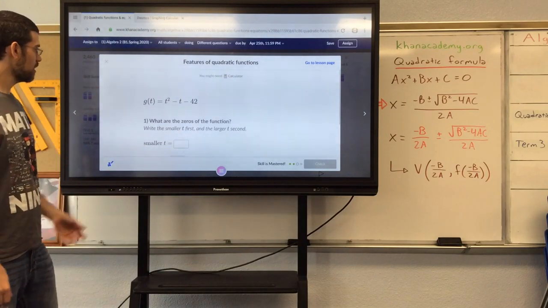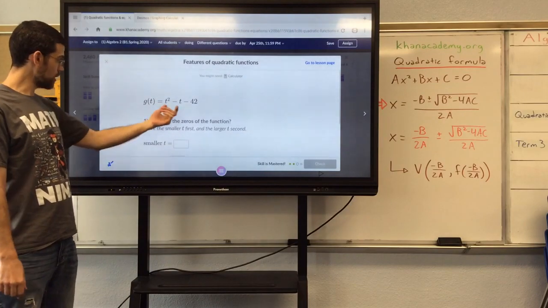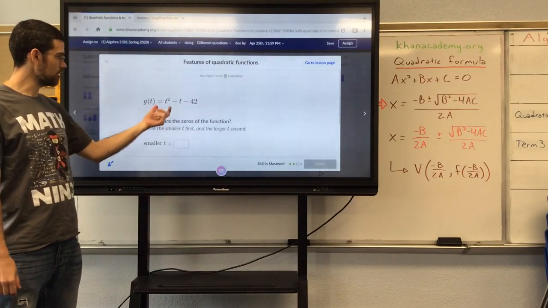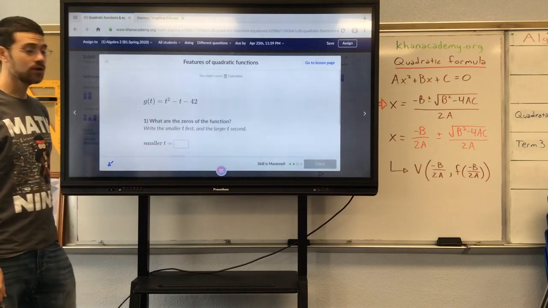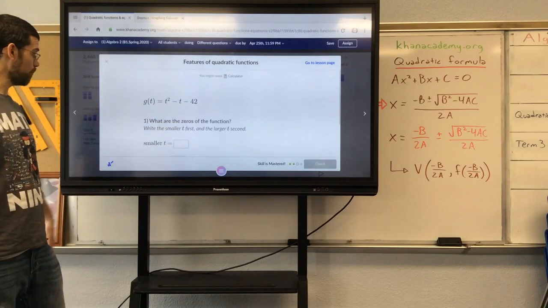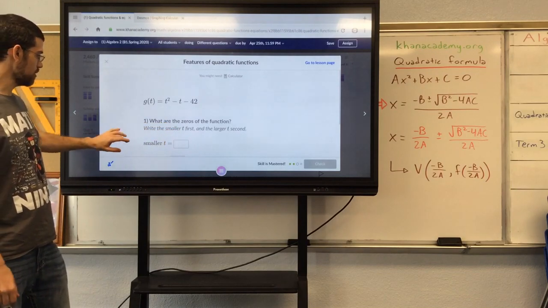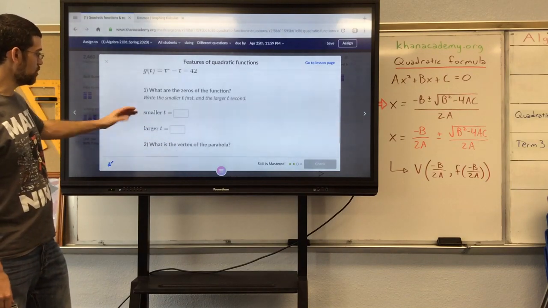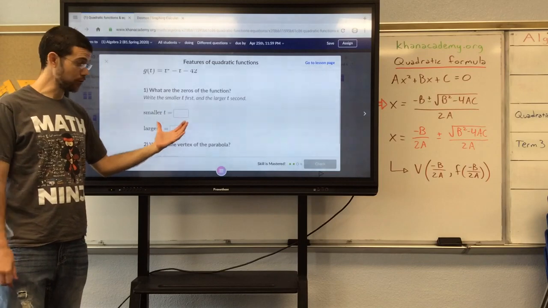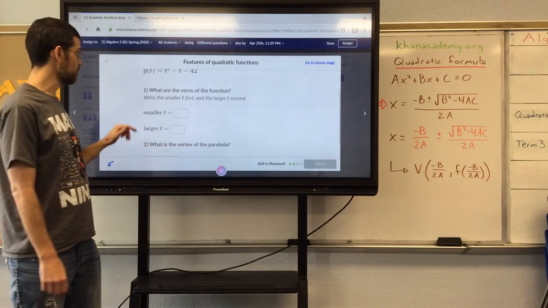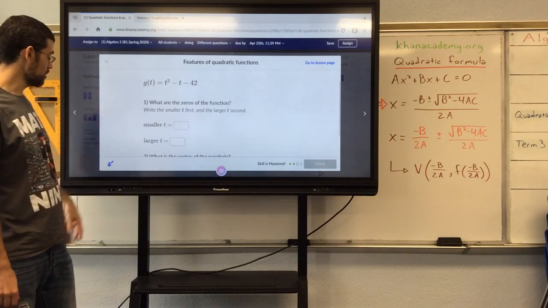This question asks, we're given this quadratic function, g of t equals t squared minus t minus 42. Notice it's in standard form. They ask us what the zeros of this function are. So, judging by the fact that they give us 2, we can presume that there's going to be 2 solutions.